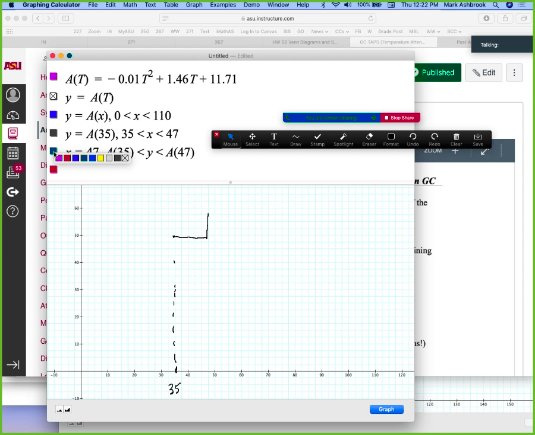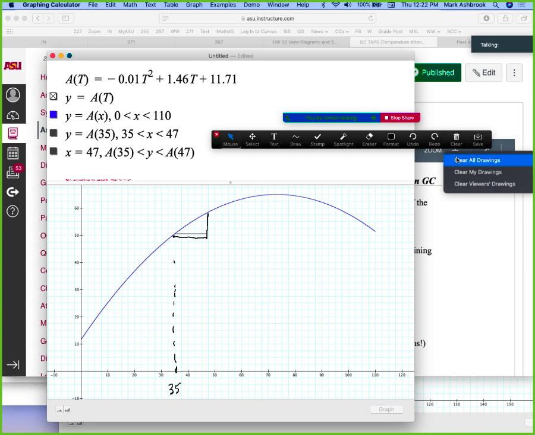Make that black as well. All right, how we do? Is that right? We get it?